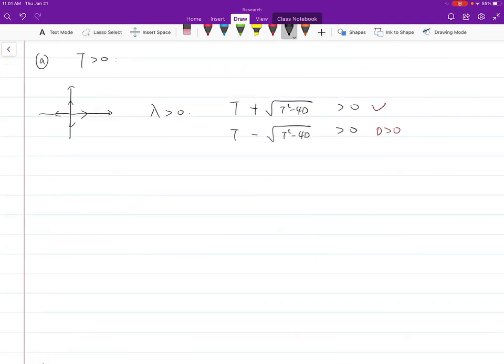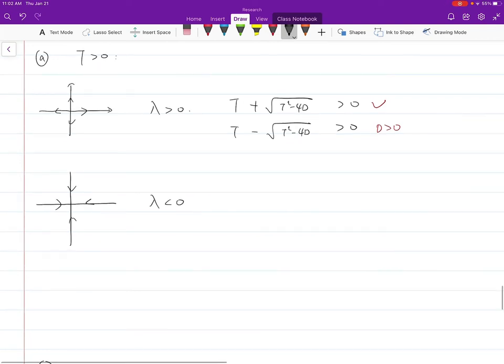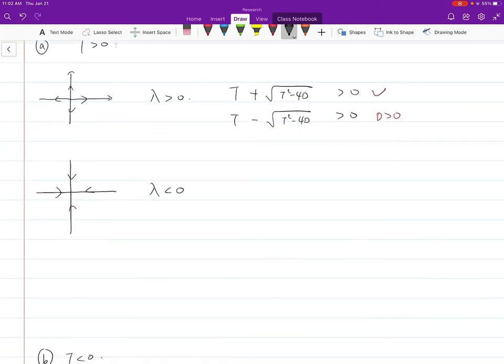Okay, that's where we have. Now let's go to the next one, the sink. We want lambda to be less than 0. In order for lambda to be less than 0, you want this to be less than 0. And you can see there's no way this can happen because this one is always positive, so this never happens. So this cannot happen if t is positive.